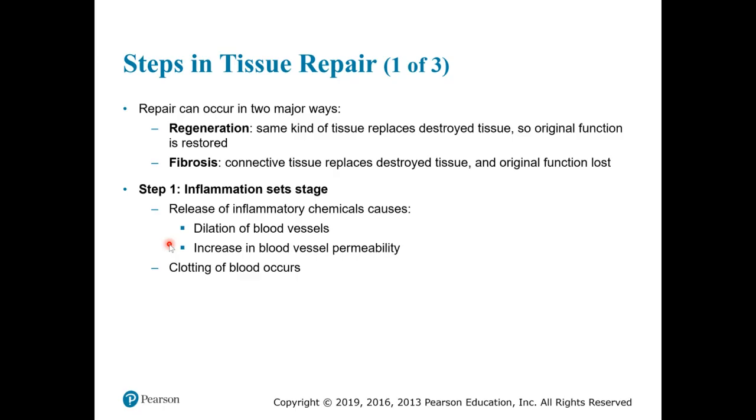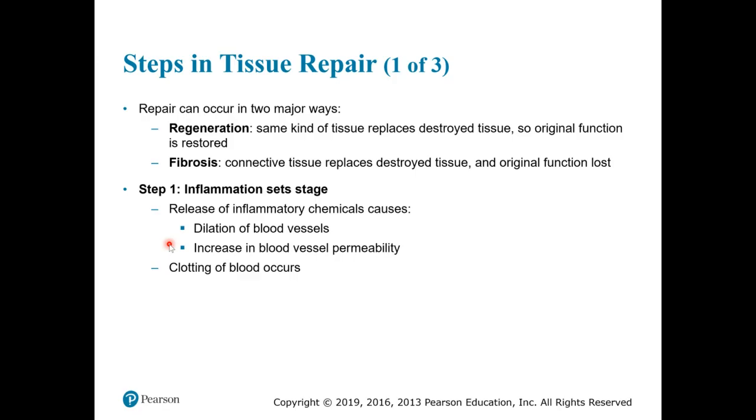We're talking about the smallest blood vessels here, the capillaries. There are small spaces between the cells in the capillaries, and so when the blood vessel dilates, it becomes more permeable. The holes get bigger, and that means plasma can leak into the injured tissue. Everything we need to repair is found in the plasma, so this is going to make it easier.